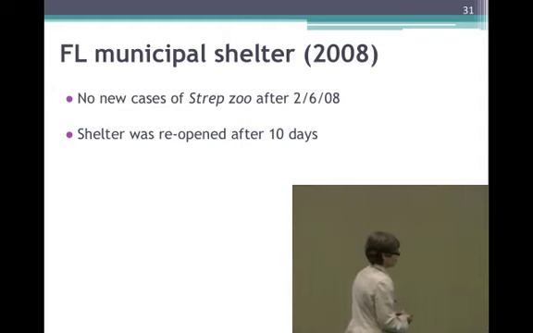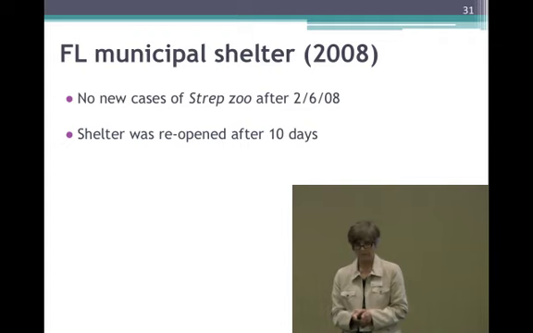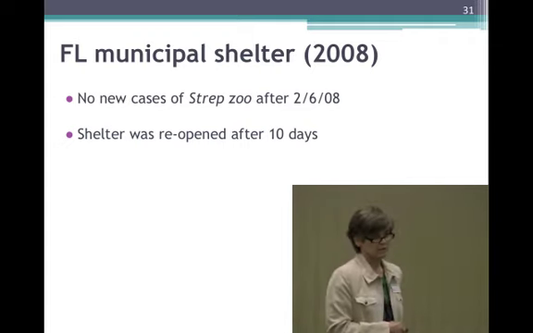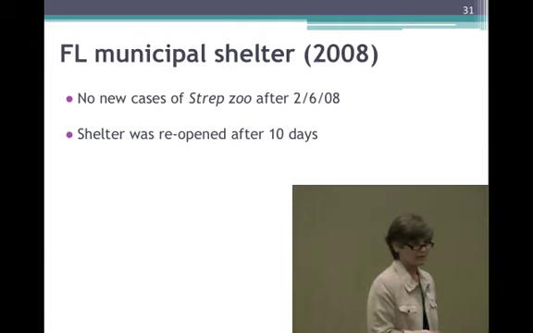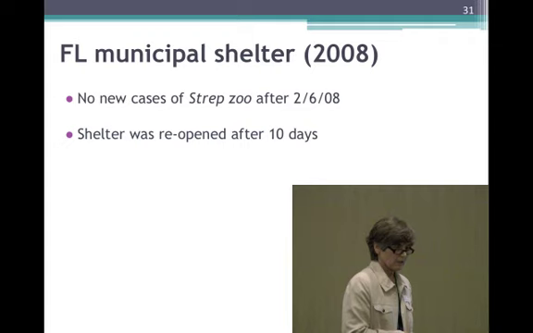And there were no new cases of strep zoo after the initial deaths on February 6th. And the shelter was able to reopen after 10 days when the paint dried. So I thought this shelter did a very good job of managing this strep zoo outbreak and not allowing it to spread within the facility.